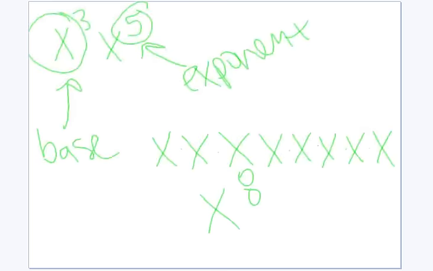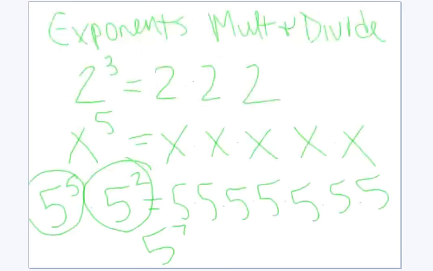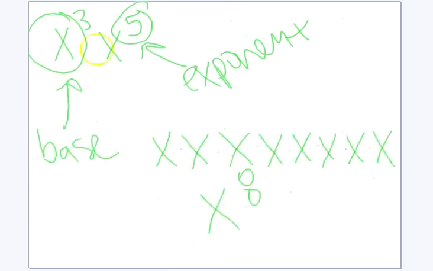So let's look at the pattern here. If you look back at these two, we did 5 to the fifth and 5 squared. Well, 5 plus 2 is 7. Look at that. Here we did x to the third times x to the fifth. Well, 3 plus 5 is 8. Look at that. We found a pattern.